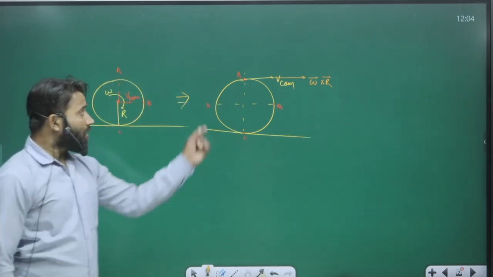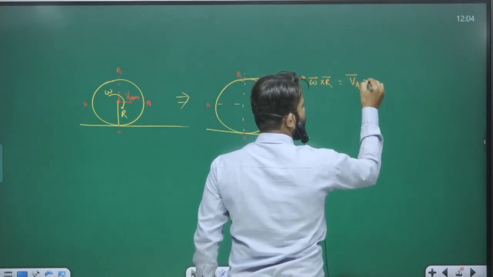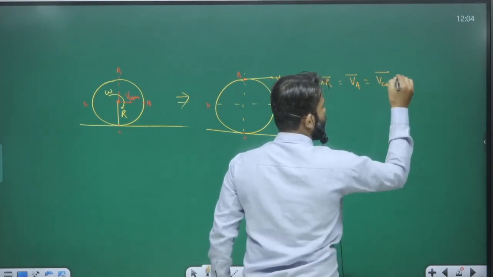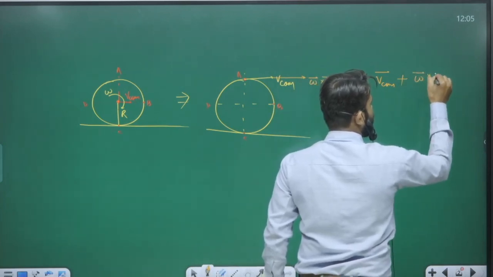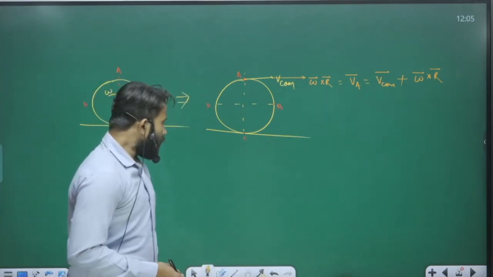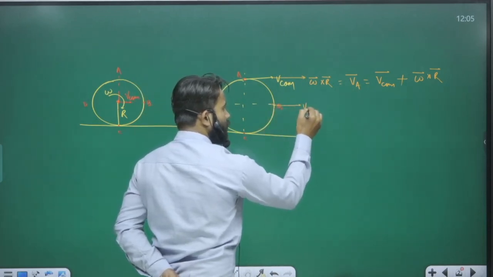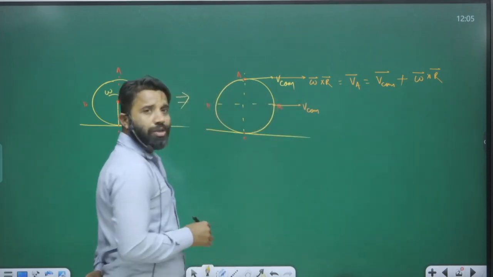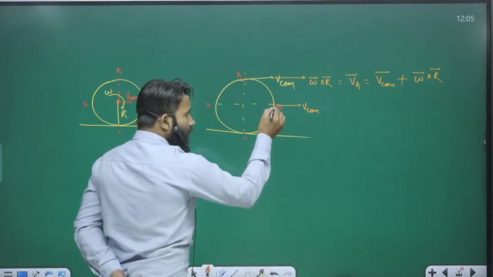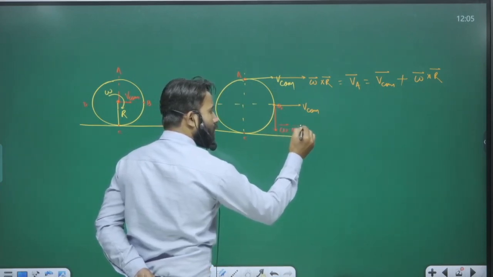Is it right? So this is velocity of A, and this velocity of A can be written as velocity of center of mass plus omega vector cross R vector. Am I right? Now if we will talk about this point, it will have again a velocity v com in this direction. This is v com, and due to rotational motion, it will have a velocity along this direction, and that will be written as omega vector cross R vector.